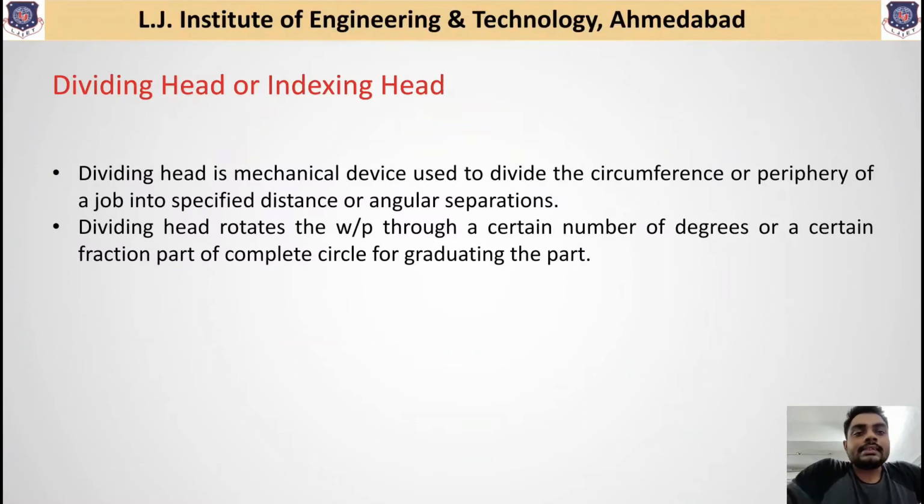Let us take an example. Suppose on a workpiece we want to obtain 14 equal divisions. On the workpiece we want to generate 14 teeth, and for those 14 teeth we must have equal distance between all the teeth. Then how can one obtain that equal distance between all those 14 teeth?